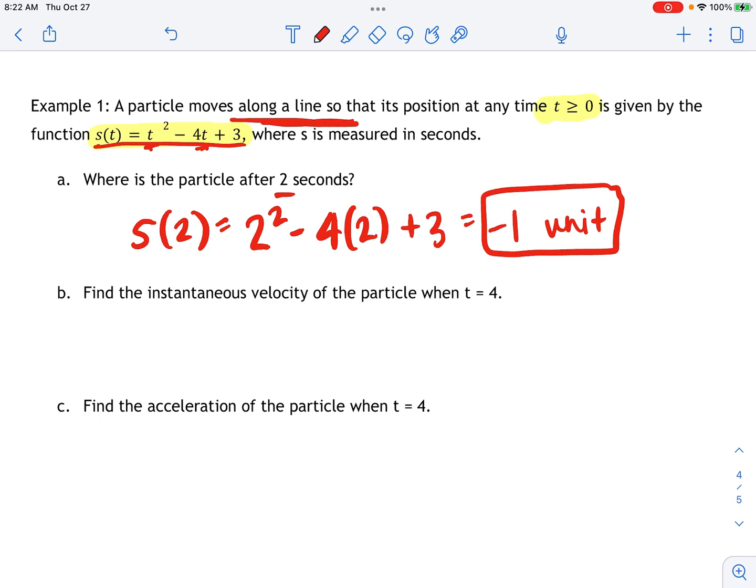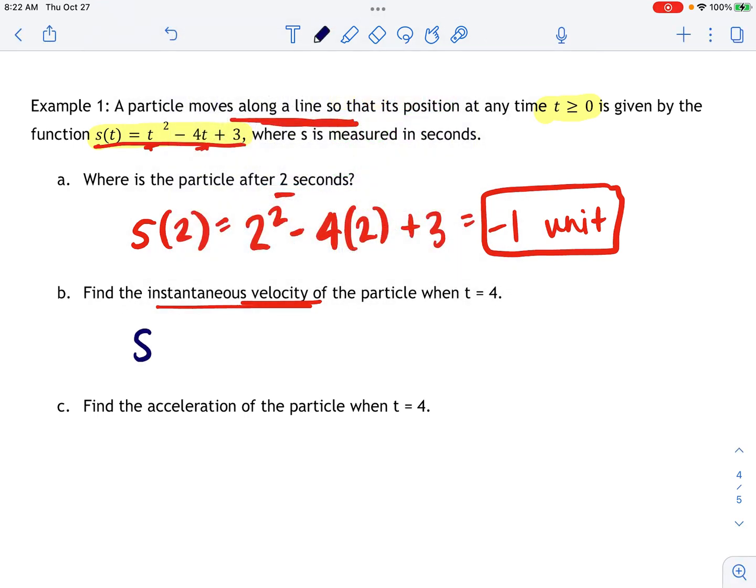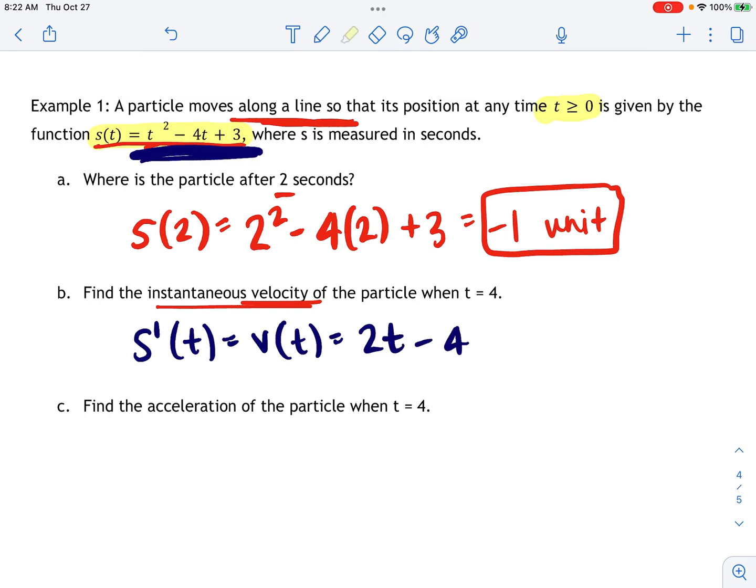Another thing you can ask are any questions about velocity. If it asks for instantaneous velocity, you need a velocity equation. We get the velocity equation by taking the derivative of the position. So we're doing the power rule here, 2t minus 4. This is the velocity equation. And once you have a velocity equation, you can find the velocity at any time.